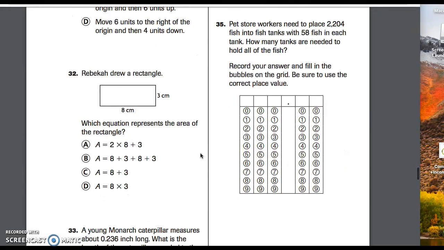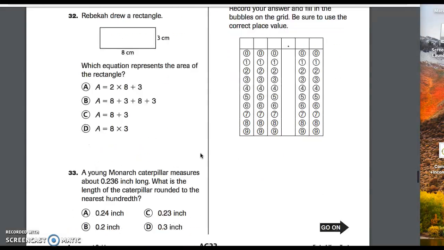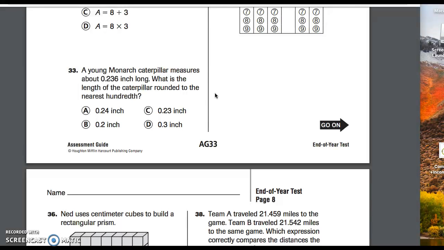32. Rebecca drew a rectangle. Which equation represents the area of the rectangle? 33. A young monarch caterpillar measures about 236 thousandths inch long. What's the length of the caterpillar rounded to the nearest hundredth?